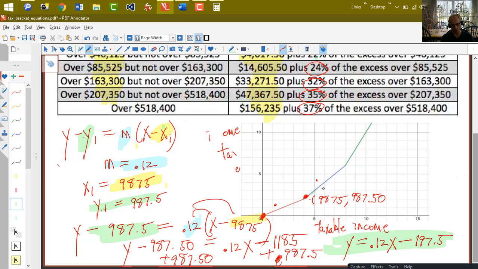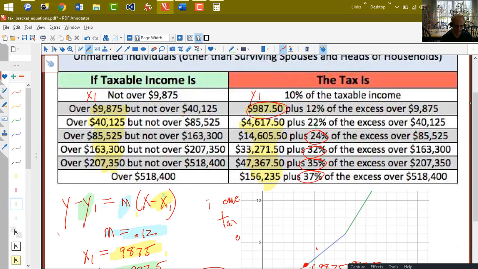So what you do to find the equations of all of them is you look at the tax bracket, and for m, x1, and y1, you can read them right out of the tax table. M for a tax bracket is the percentage as a decimal. X1 is going to be the lowest income in the tax range for that tax bracket, so what's in this column here. Y1 is going to be what you pay.